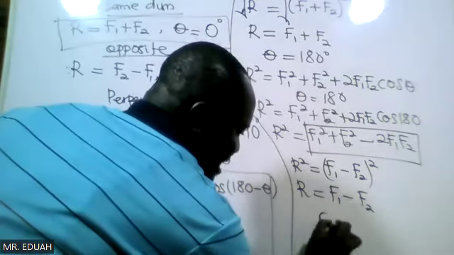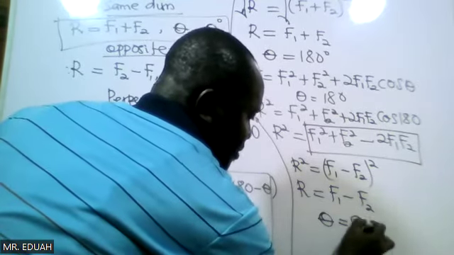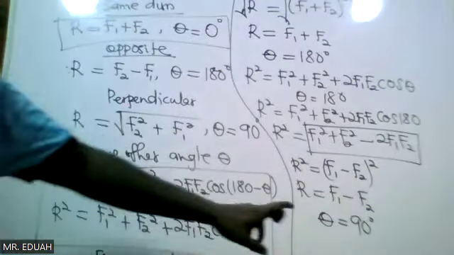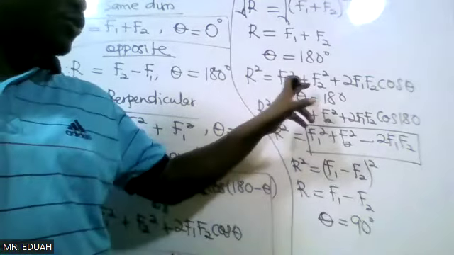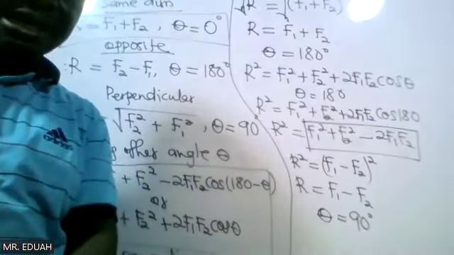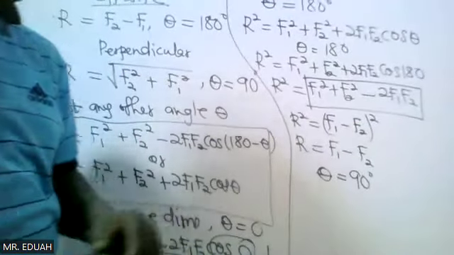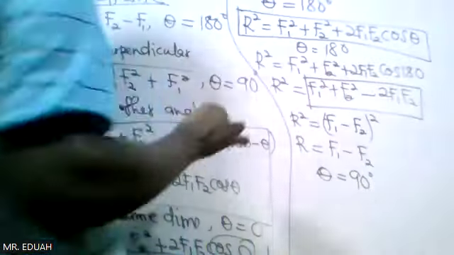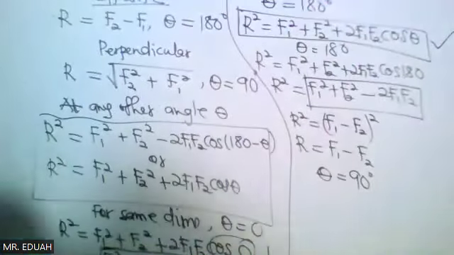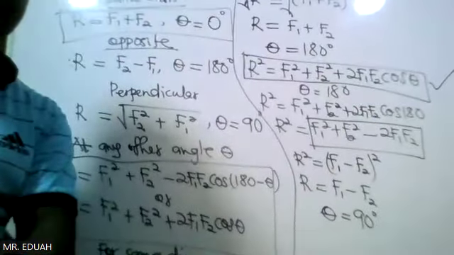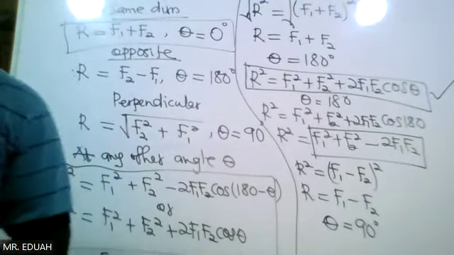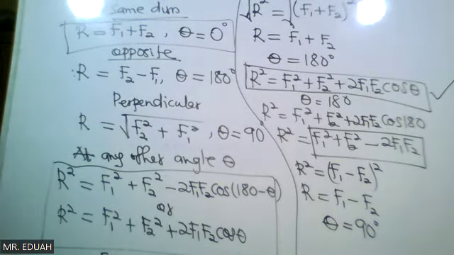If theta is 90, put theta into the cosine rule formula, which is this one, and help me determine the resultant. If theta is 90, I'm waiting for you. I'm waiting for everyone.